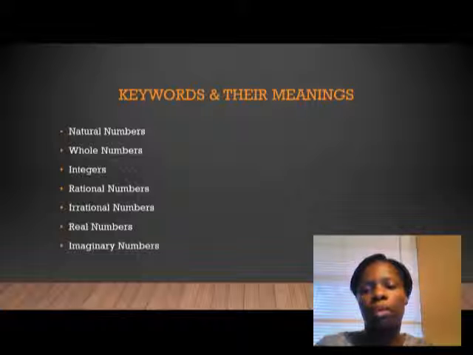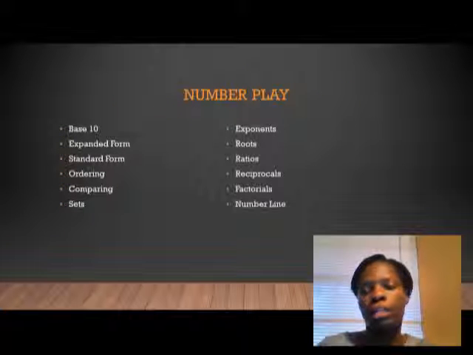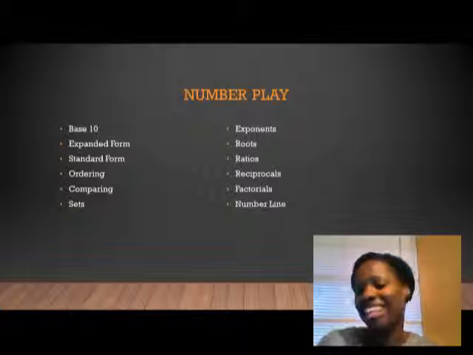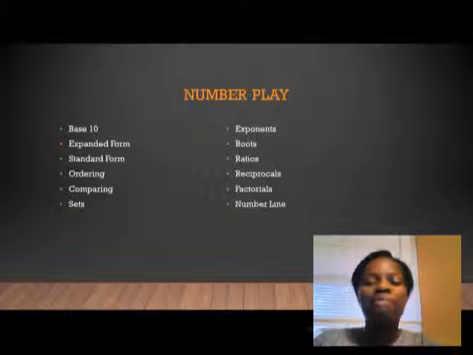Then we're going to go into number play. So I say number play because we're going to have fun with numbers. You know how they made up this Sudoku game? Some people really enjoy it. I know I do. But I've also come up with some other games that I think you're going to love.